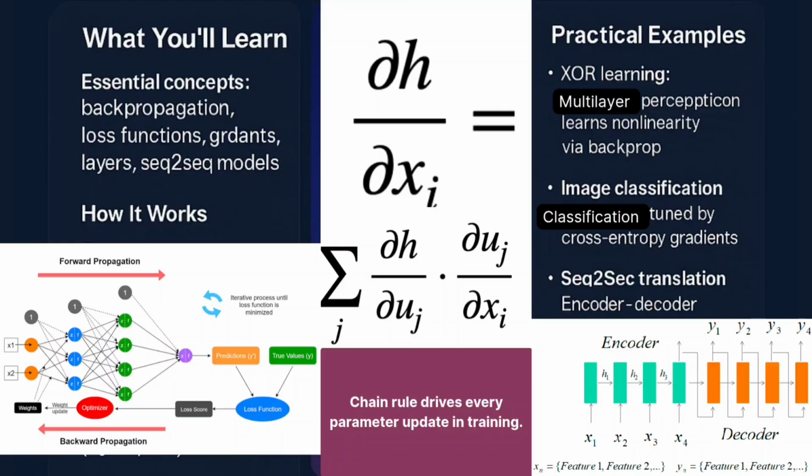Neural network layers, including input, hidden, and output, form the structure where backpropagation distributes error terms layer by layer using calculus's chain rule. And for advanced applications, sequence-to-sequence models, or seq-to-seq, rely on backprop to train networks handling paired input-output sequences, such as in language translation. Now, turning to the core principles.